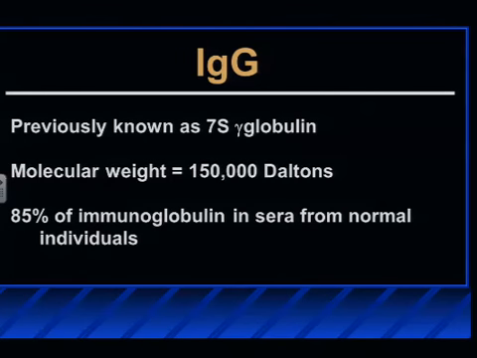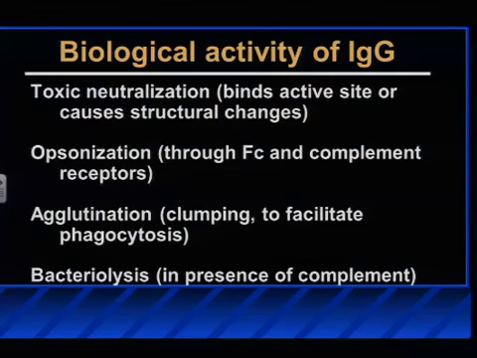So IgG is the most common immunoglobulin in peripheral circulation in a normal individual. It's about 150,000 Daltons of molecular weight. No, I'm not going to ask you to remember 150,000. I'll just give you a reference point to the differences in sizes among the different classes. And IgG does a lot of different things. For example, it can neutralize a toxin, by binding to the toxin, changing its shape, or binding to the active site of the toxin, and therefore render it nontoxic. Is there a word like that? You know what I mean.